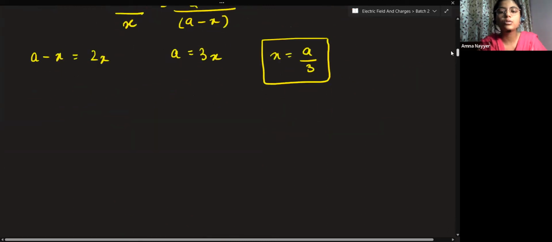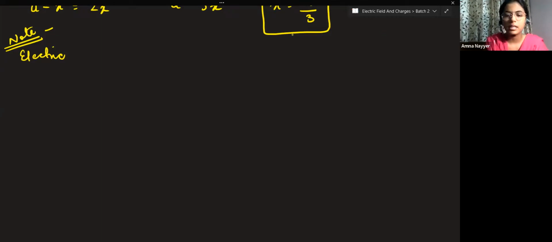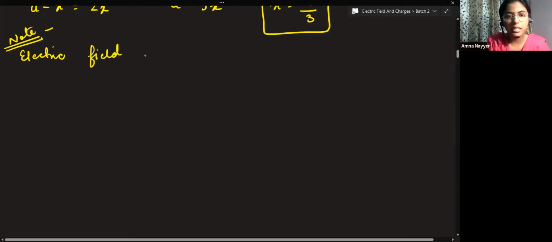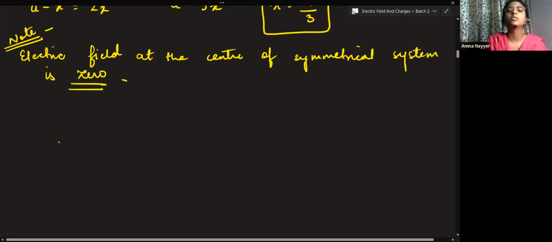Regarding the neutral point also, one more thing is easier. Whenever electric field is given to you, you can make it as a note and write this. If electric field is asked for a symmetrical system, then you don't even need to do any calculations like this. Remember that electric field at the center of a symmetrical system is 0. Means you are not even required to calculate the electric field.